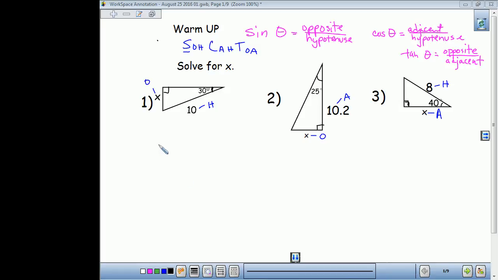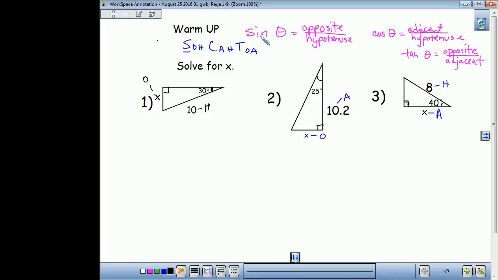So this part is review, but we might be a little rusty. I have already labeled these sides. Let's erase them and go back and relabel them. Looking from the given angle of 30 degrees, this side is the opposite, this side is the hypotenuse.